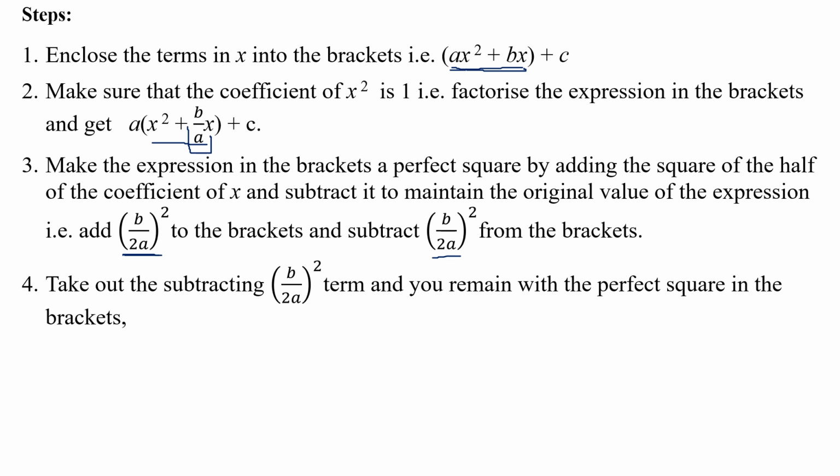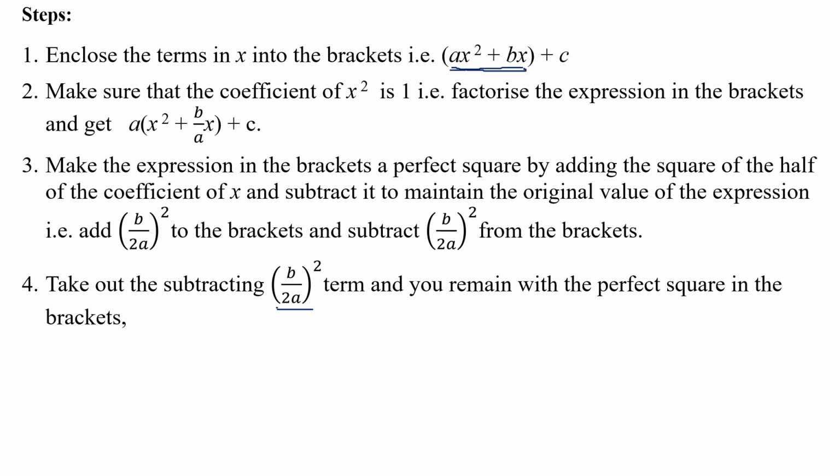We want it to be a perfect square so that when we factorize it, it will be x plus something squared in those brackets. So it will be the perfect square after taking out this subtracting term, then factorize it.